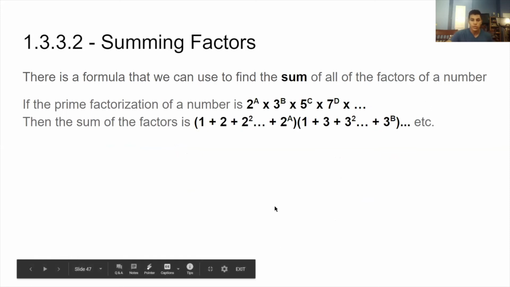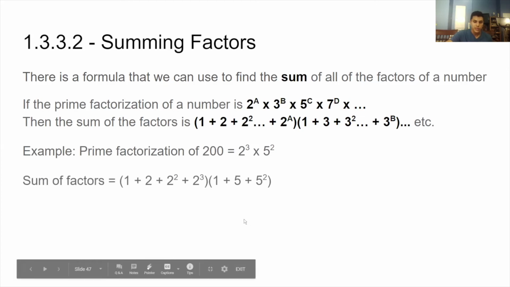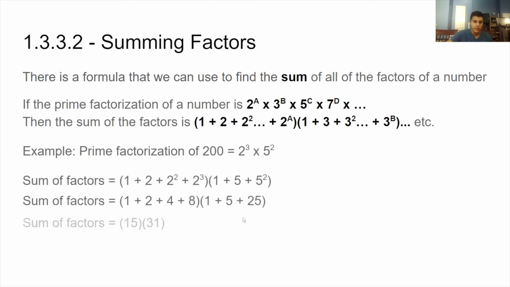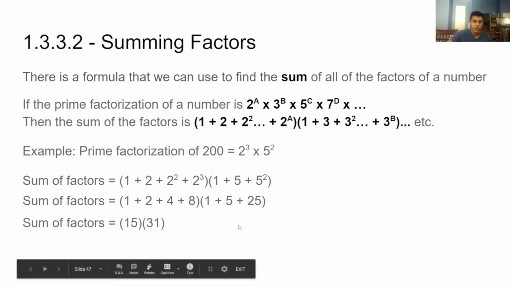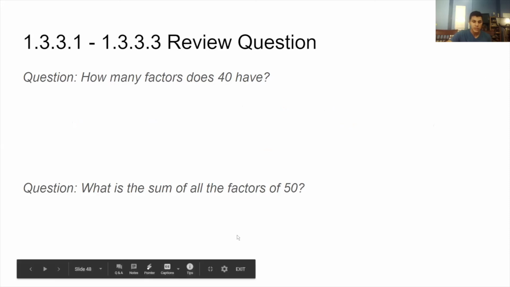And then in order to further explain this, we went over one more example where we used 200 again, found the prime factorization, and then put the sum of the factors as all the different degrees of those numbers added, and then we just simplified it until we found the sum of the factors of 200 is 465. Then we went over 2 review questions, reviewing first how to find the number of factors, and then second how to find the sum of the factors, and those were 8 and 93 for 40 and 50 respectively.